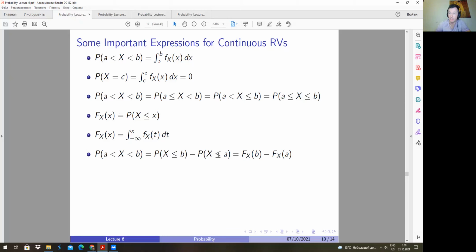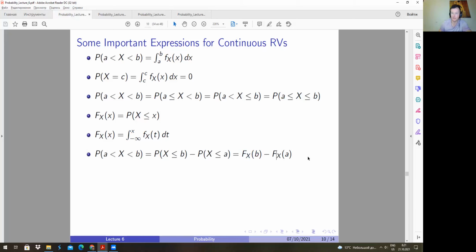We can break this down into two parts. Basically, what is the probability that x is greater than a and less than b? It's the probability that x is less than b minus the probability that x is less than a. And knowing these two things, and knowing this inequality, we can redefine the probability that x is between a and b as simply the difference between the CDF evaluated at b and the CDF evaluated at a.